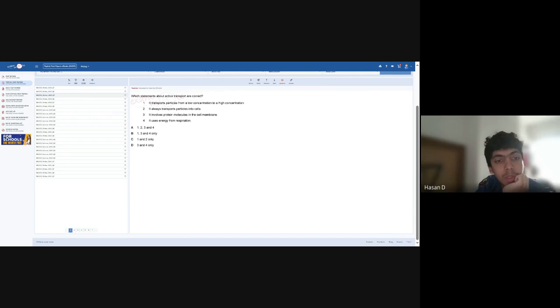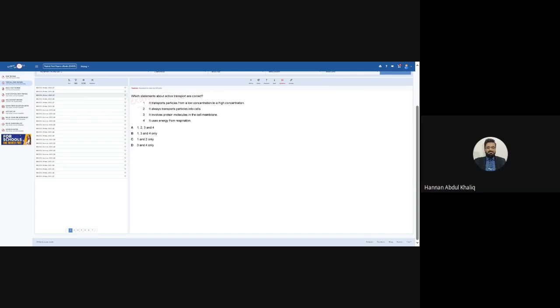One is correct. Four is correct. It always transports particles into cells. So it would be one, two, and four. No, can't be. Not possible. Okay, it always transports particles into cells, right? Which statements about transport are correct?